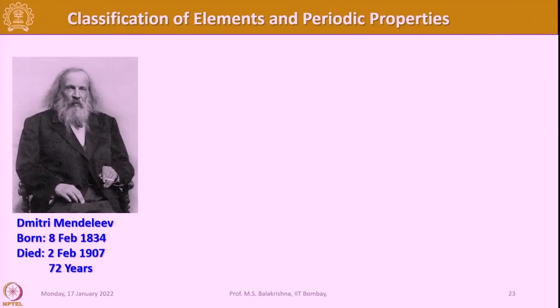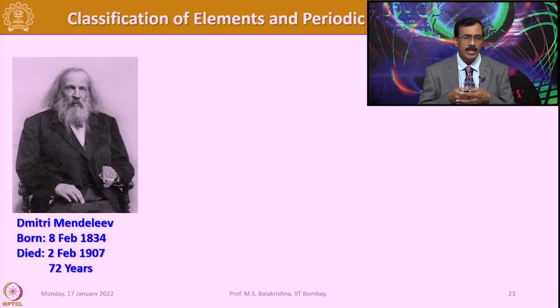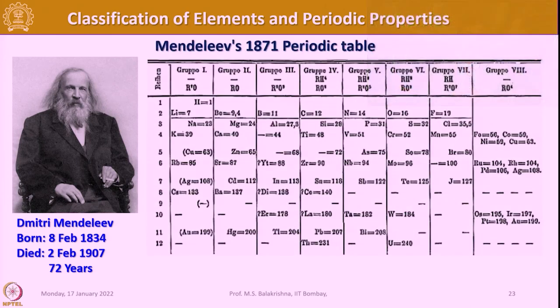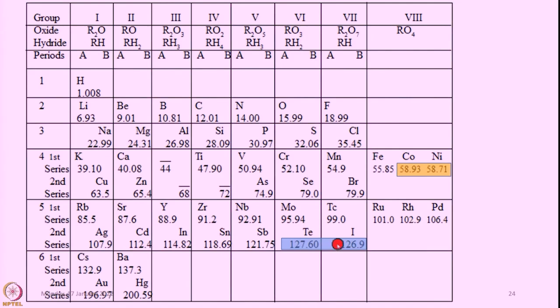He was born on 8th February 1834 and died on 2nd February 1907, leaving a complete 72-year life. And this is the periodic table that he published in 1871. So, you can see here, as I mentioned earlier, tellurium has a little more atomic weight compared to iodine. However, he placed tellurium along with chalcogens and iodine along with halogens. And you can also see the difference in the atomic weight between cobalt and nickel. Cobalt shows slightly higher atomic weight compared to nickel.